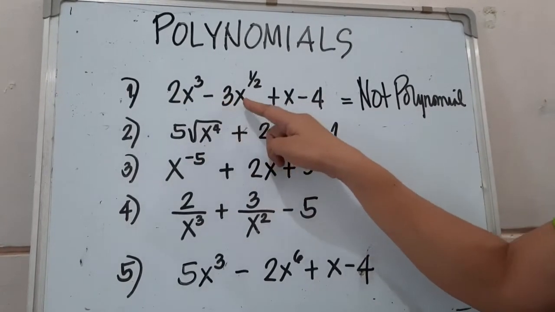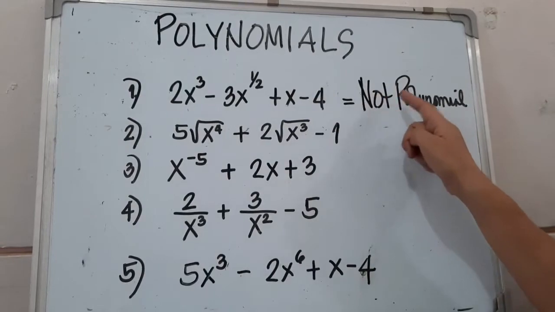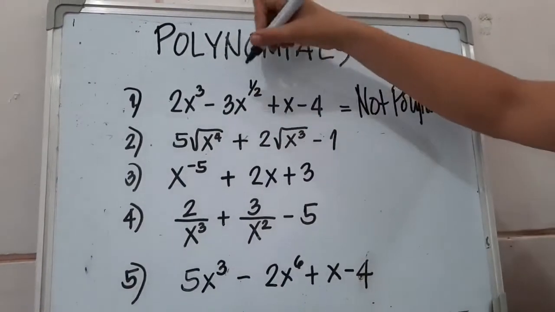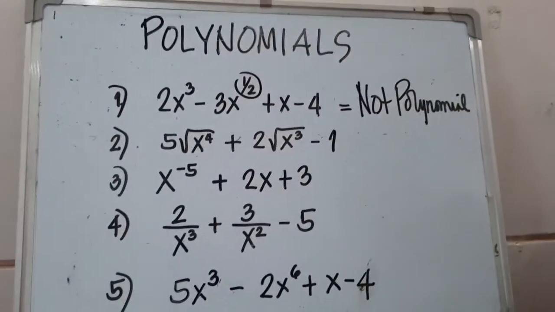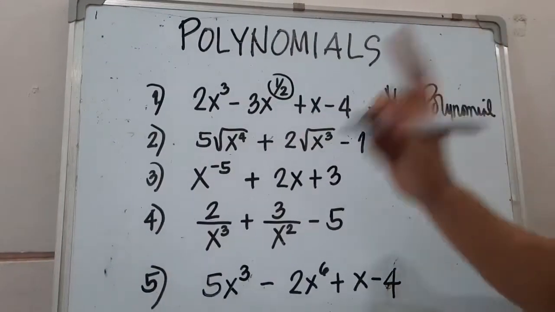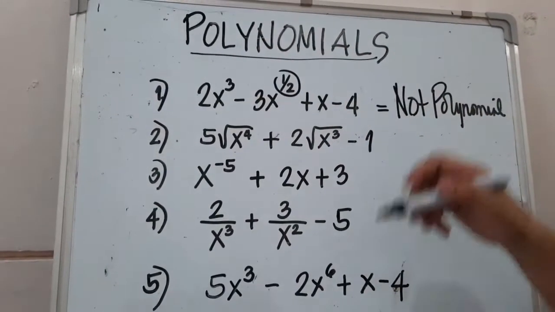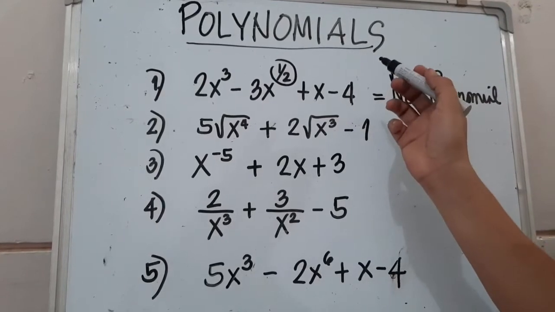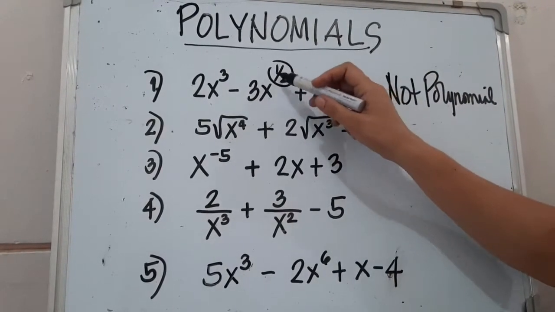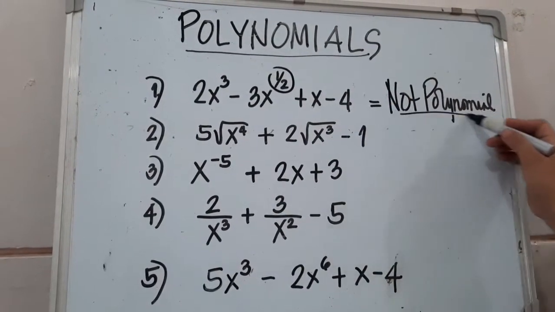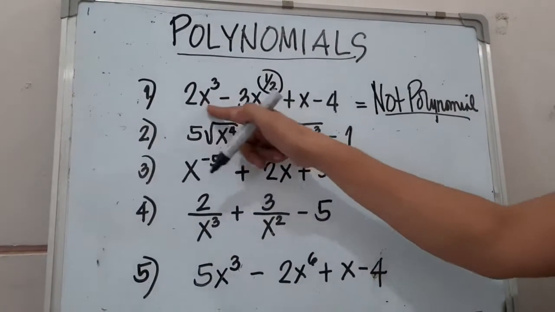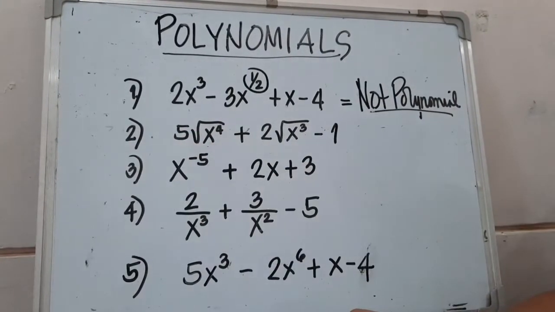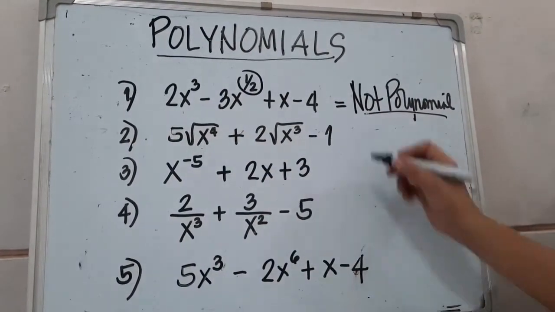If you are going to notice, this is not a polynomial because of the exponent of the variable, which is 1/2. We can only call it a polynomial if the exponent is a positive whole number, and this is a fraction. So automatically, that is not a polynomial. This expression is not a polynomial. Did you get that? Okay, let's proceed to number 2.